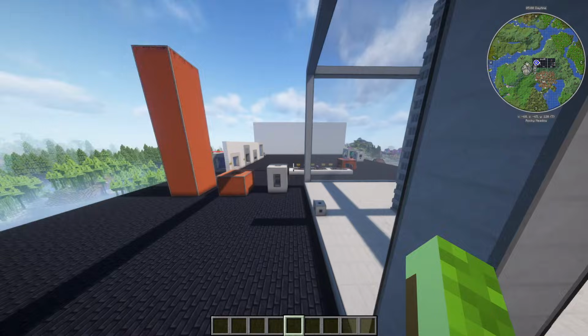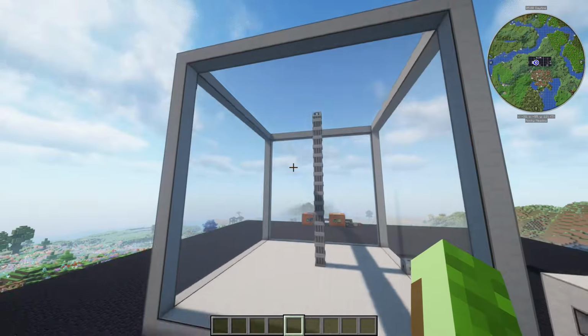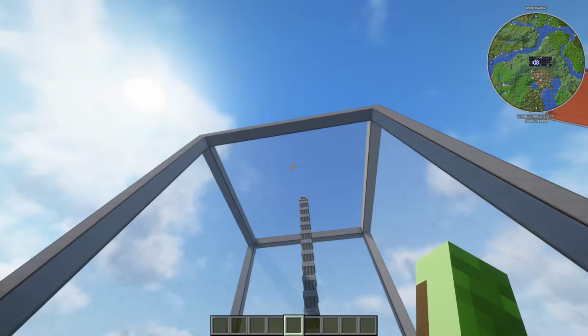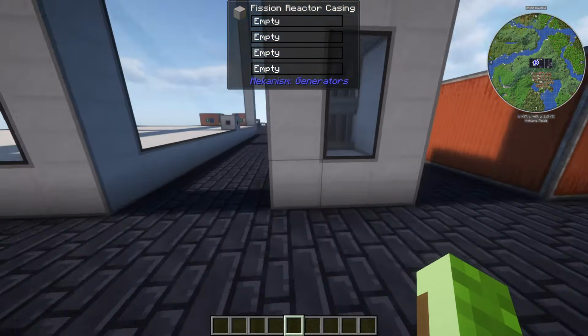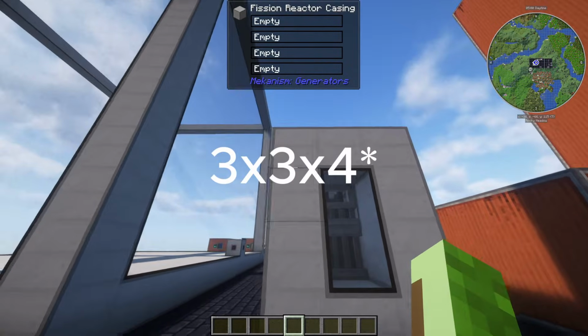And speaking of other things, let's talk about nuclear reactors, specifically fission reactors. This is the maximum size. It's 18 by 18 by 18. This is the minimum size. It's 3 by 4 by 3.